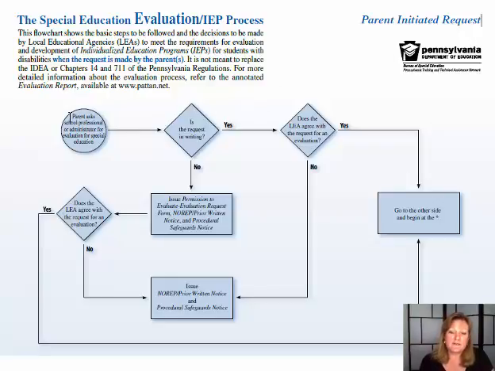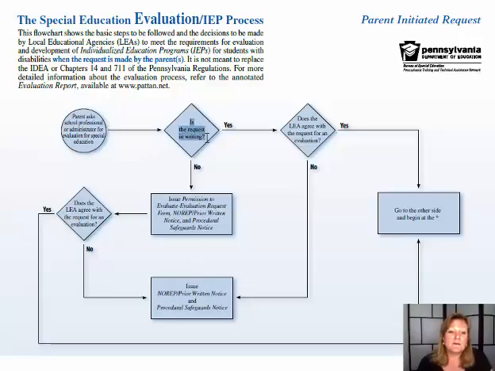So it starts similarly, although on this flow chart, the parent is the one who is asking for the evaluation for special education. The request must be in writing. Okay, if it's not in writing, then the school psychologist will issue the permission to evaluate and get the signature of the parent. Okay, if the request is in writing, does the district agree with the request? If the district doesn't agree, then they send home the NOREP, which says, we're disagreeing with the need to evaluate your child for special education services.